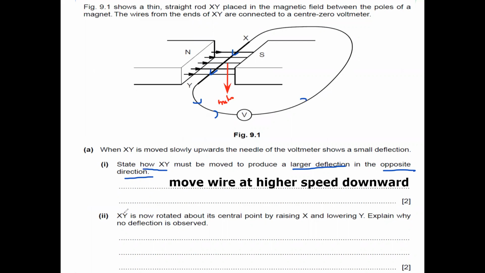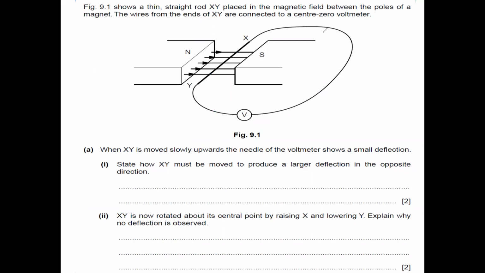Now, the second part: X and Y is now rotated about a center point. X is raised up and Y is lowered. Explain why there is no deflection. So now what they're doing, first they were moving the whole wire up or moving the whole wire down. But now they're rotating, they're changing the position of X and Y. So X is going up and Y is going down. So this is the new position of X and this is the new position of Y. The question is why there is no deflection.